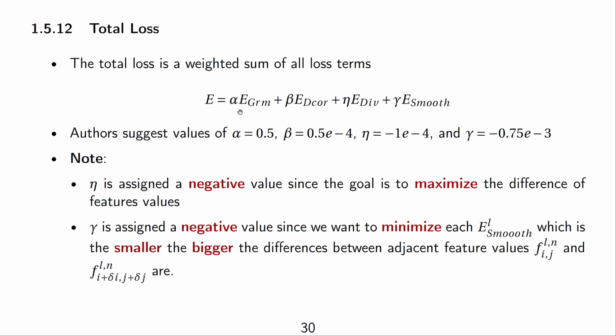So we discussed 4 different losses. The final energy or final loss is a weighted combination of the Gram loss, the deep correlation loss using this weighted autocorrelation, the diversity loss, and the smoothness loss. The authors suggest these weights to weigh these 4 different loss functions. Now, diversity needs to have a negative value in order to maximize the difference of the feature values. Also, this gamma weighing the smoothness term needs to be negative because this behaves in such a way that it becomes smaller with bigger differences between adjacent neighbors.